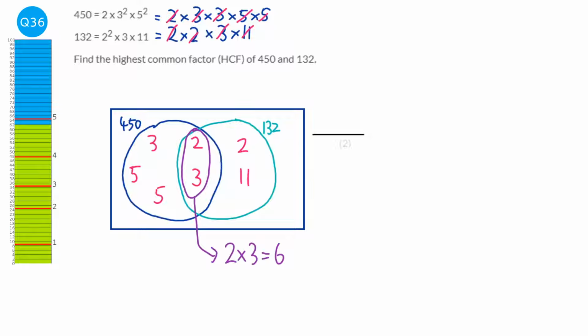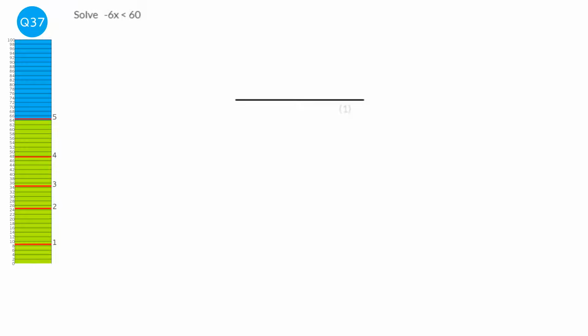And so the highest common factor will be 6. Okay, so we're going to start by writing this out a little bit bigger, give us a bit more space. So it's minus 6x is less than 60. And we're going to do our tram lines down.